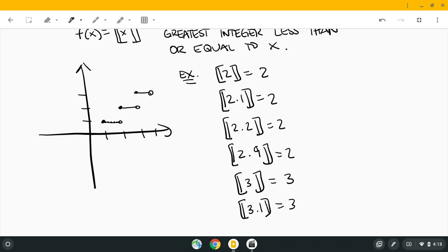Same thing with 0. 0 will be 0. 0.1 will still be 0. And then over here, it'll be open at 1. And then same thing with -1. So -1 will be -1. But then -1.1, -1.2, -1.3, still -1 until you get there, and that's supposed to be open. So there you go. That is the greatest integer function, and that's what the parent graph looks like.